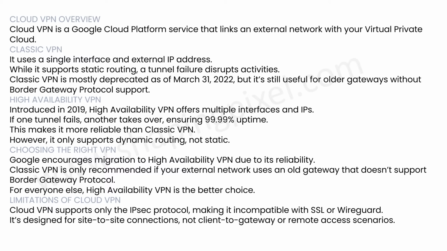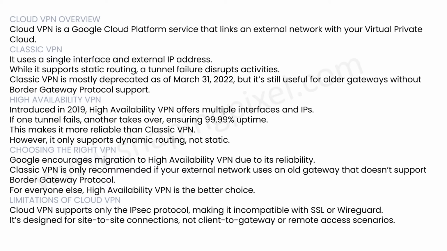Classic VPN was the original offering. It uses a single interface and external IP address. While it supports static routing, a tunnel failure disrupts activities. Classic VPN is mostly deprecated as of March 31, 2022, but it's still useful for older gateways without border gateway protocol support.